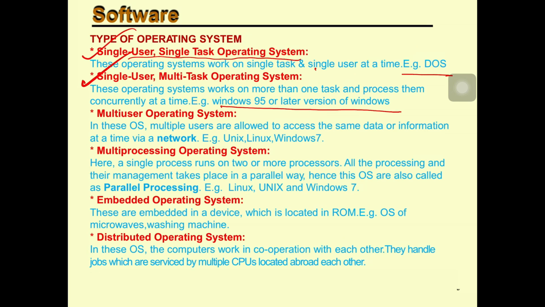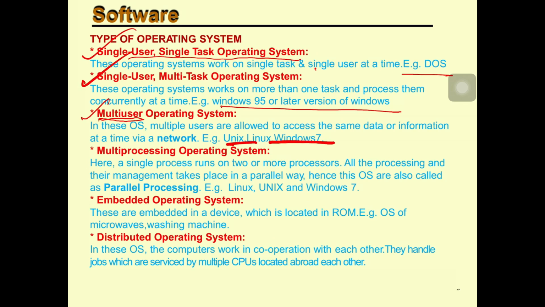Multi-user operating system. As the name suggests, it is for multiple users. Multiple users are allowed to access the same data and information at a time via a network in this type of operating system. Examples of this type of operating system are Unix, Linux, Windows 7, etc.